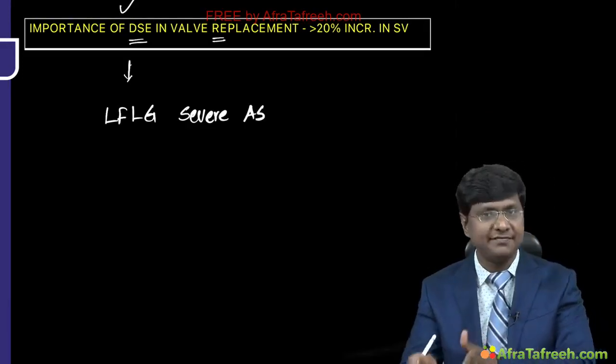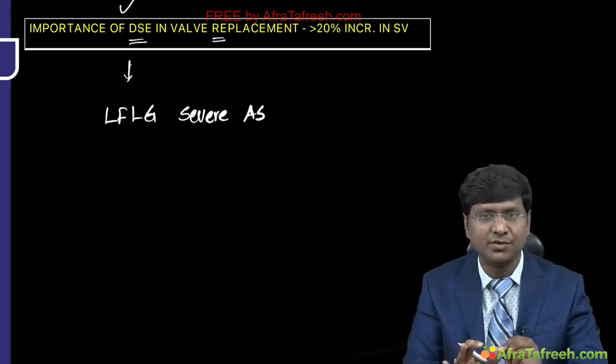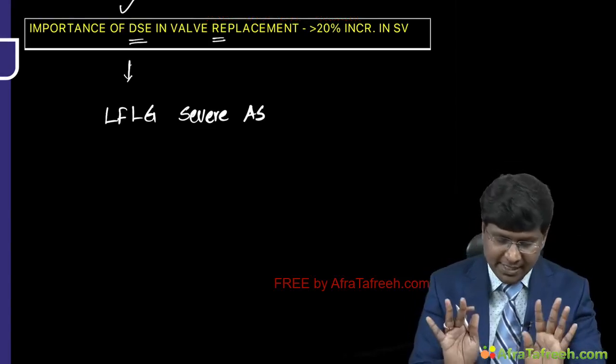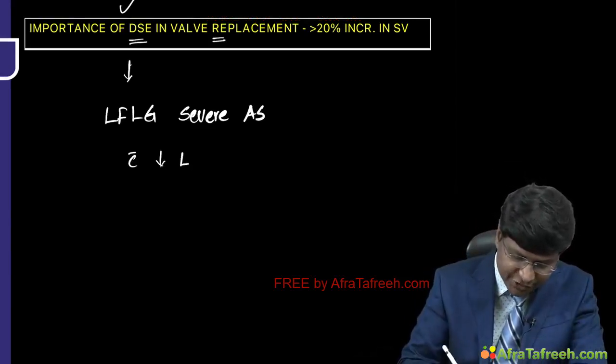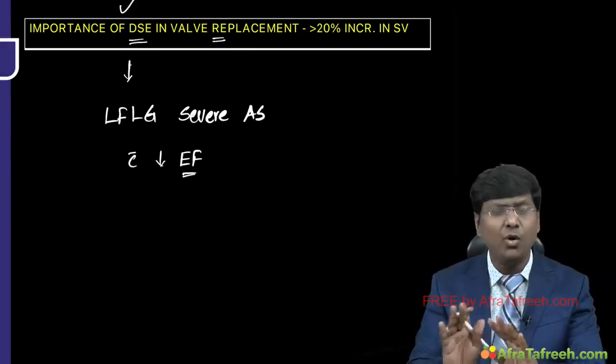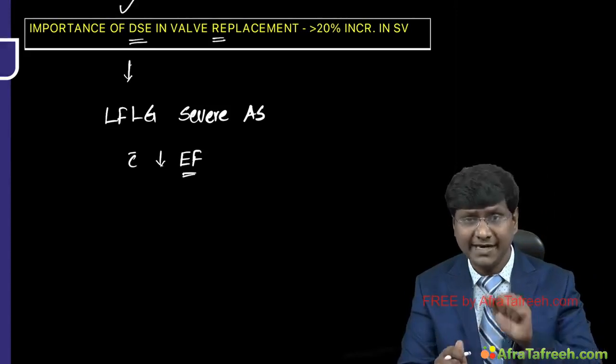Low flow, low gradient, severe aortic stenosis. In them, you have to do the dobutamine stress echo. What is the purpose of it? Let me tell you. Now, in patients with low flow, low gradient with reduced ejection fraction, the outcome is bad. The prognosis is poor. Right?